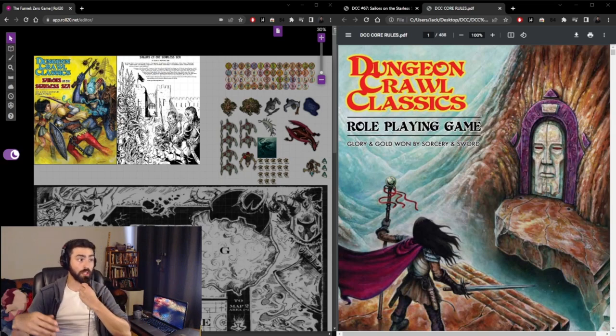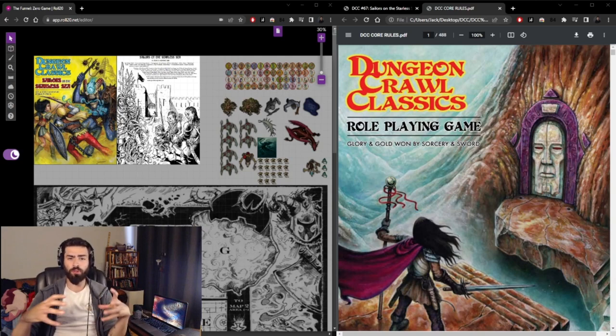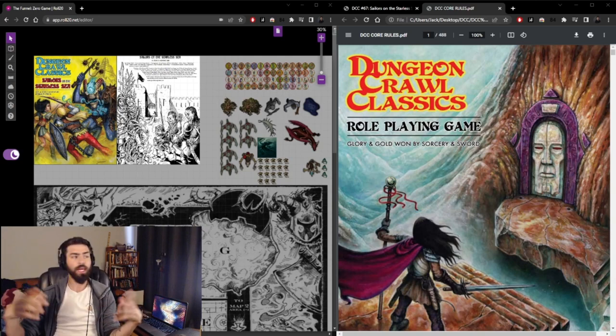It's based on an old school style of play where your race is your class, and we'll get into that a little later. And there's very high character death. The leveling system is different. You only go from 1 to 10, but the levels are sort of beefed up in a way.